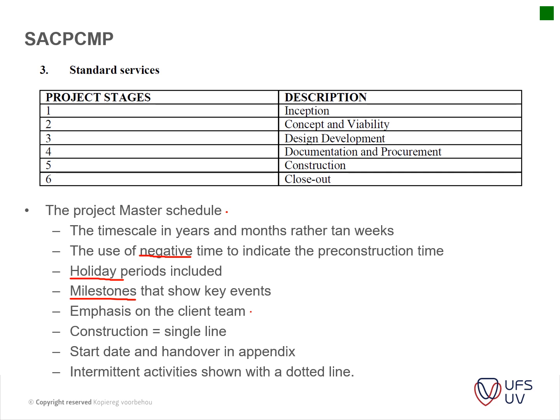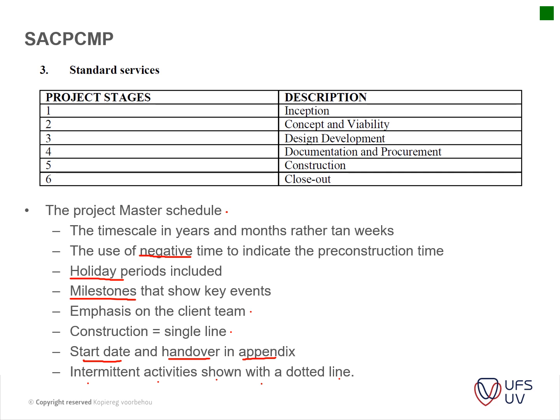Then the construction is given as a single line. You have a start date and handover in the appendix. The appendix is the appendix to your contract. Basically, you just list this is the start time, this is the handover time. And then you have intermittent activities, which are shown with a dotted line.